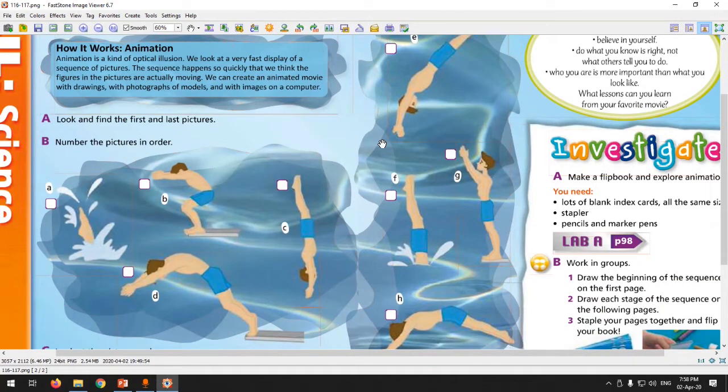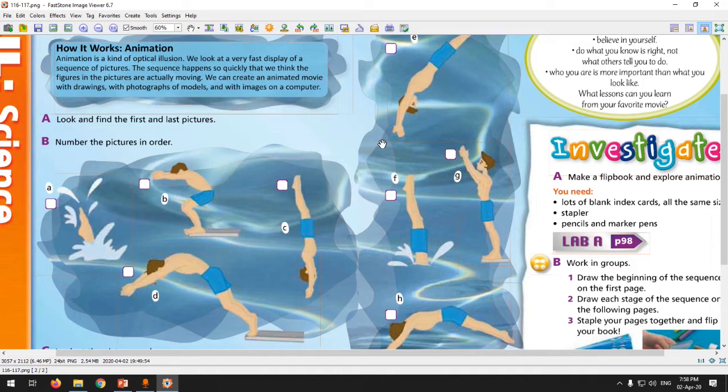Okay, I want you to open your student book on page 116. We're gonna know how animation works. Animation is a kind of optical illusion. We look at a very fast display of a sequence of pictures. The sequence happens so quickly that we think the figures in the pictures are actually moving. We can create an animated movie with drawings, with photographs of models, and with images on a computer.